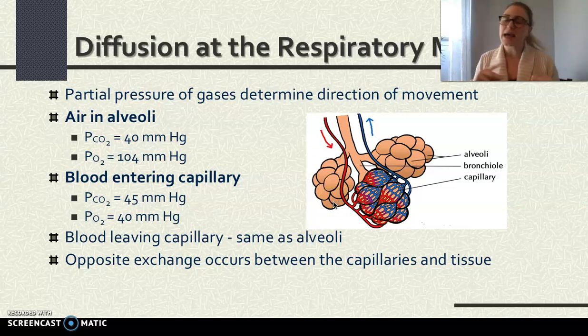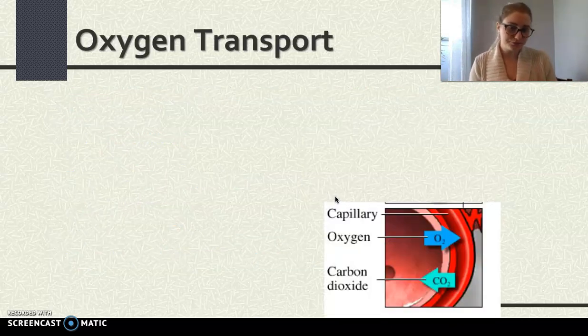And we're going to see the exact opposite thing happen there as what happens in your lungs. For example, the oxygen is going to be leaving the blood in your capillaries and going into the cell space, whereas the carbon dioxide is going to be entering the blood. So it is doing the exact opposite of what we see here at external respiration.